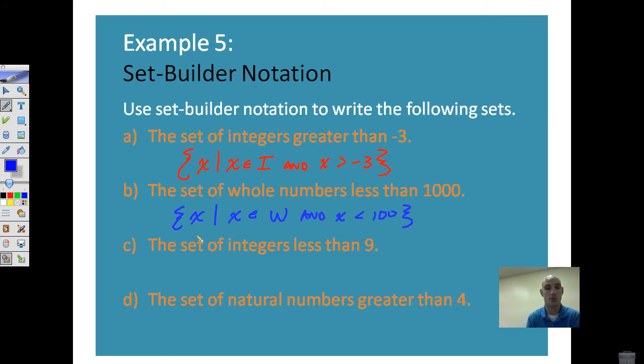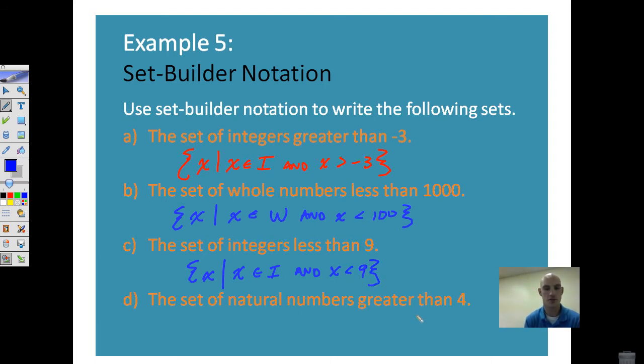If not, I'm going to keep rolling through it. The set of integers less than 9. So x is such that x is an element of the integers, and x is less than 9.